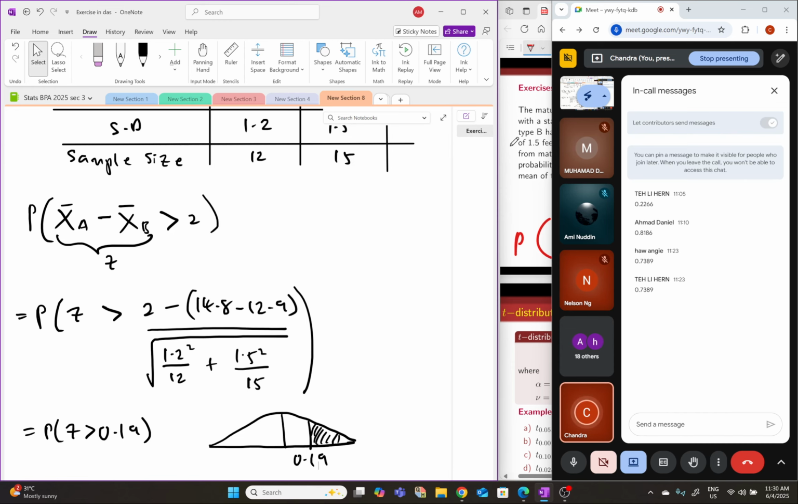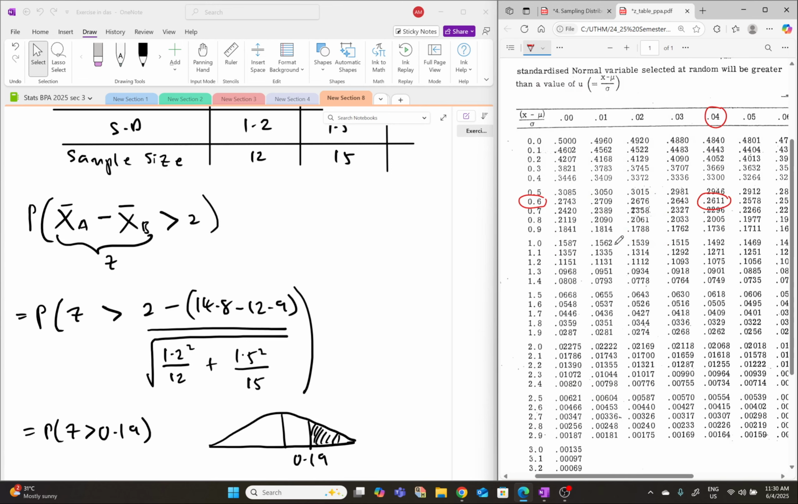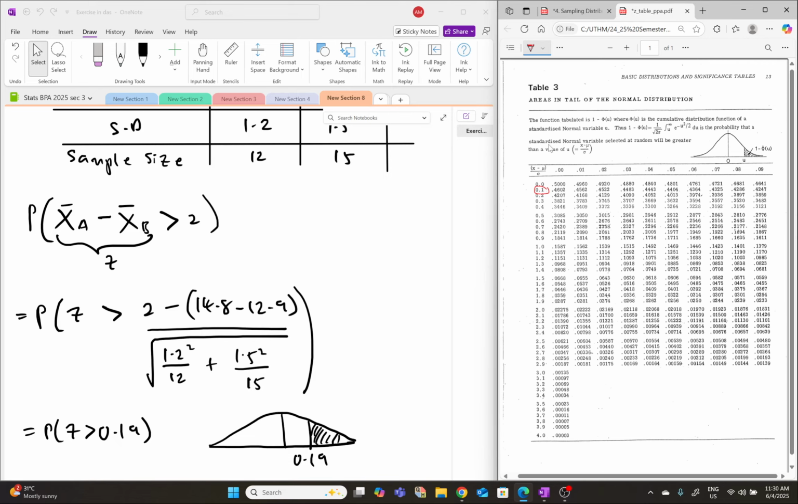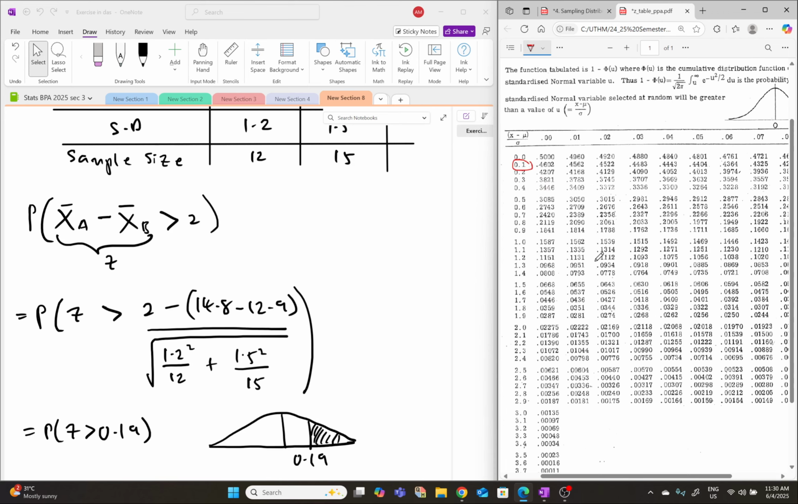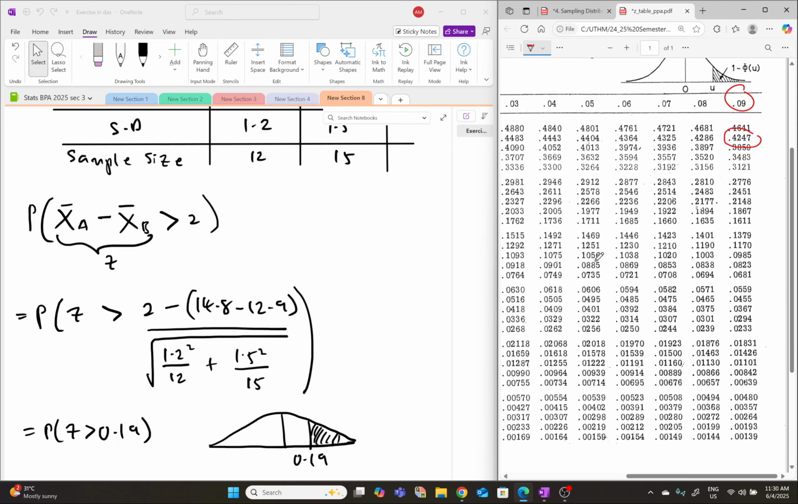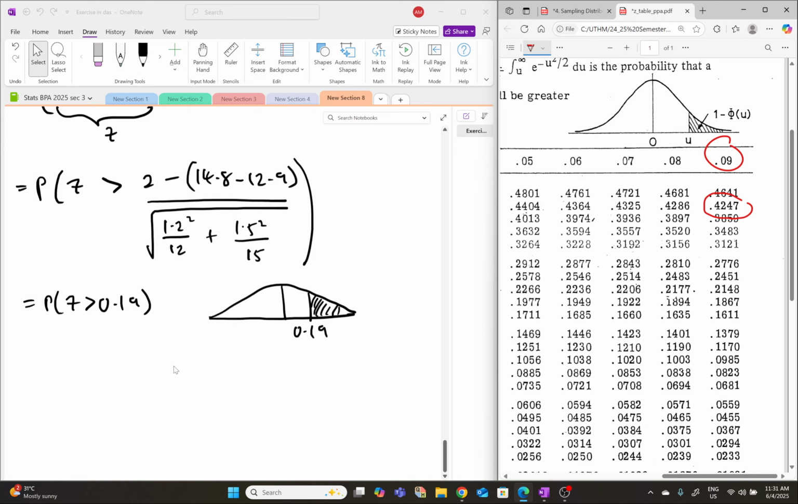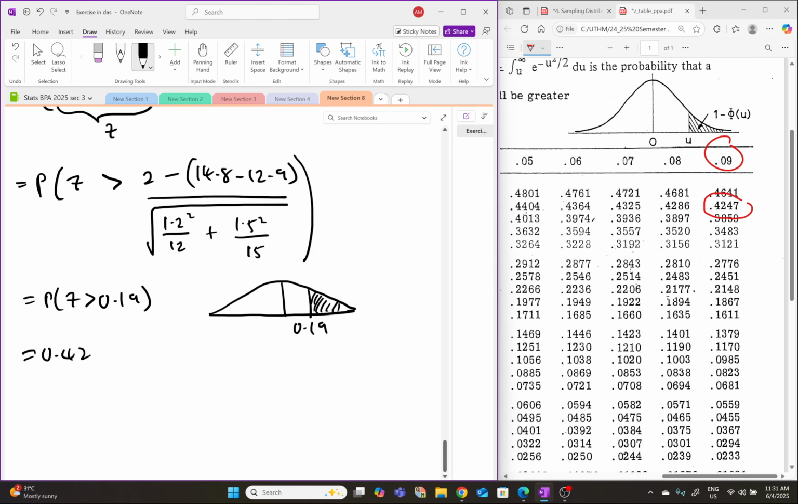0.19, if you go by the table, 0.19, you will get 0.19 is here, 0.1 is here, 9 is here, you get 0.4247. That's the thing.